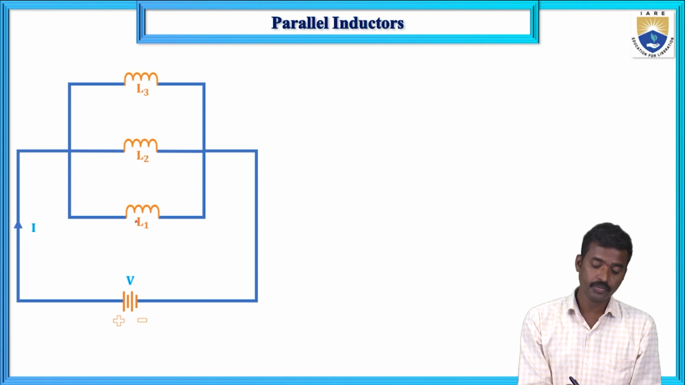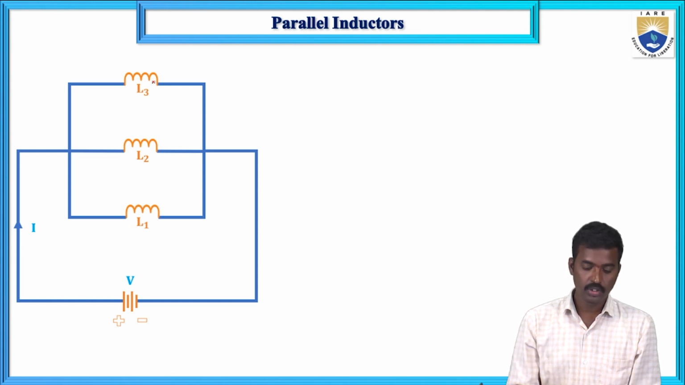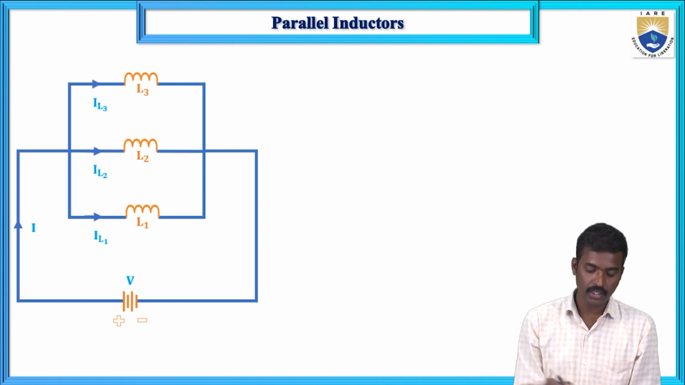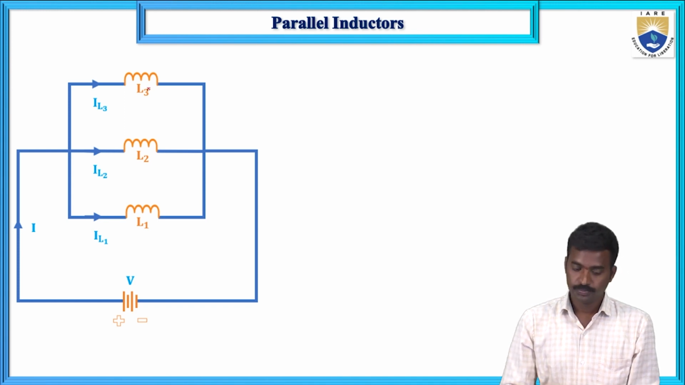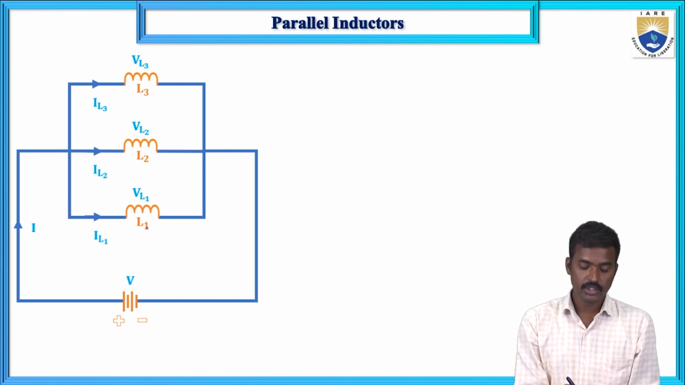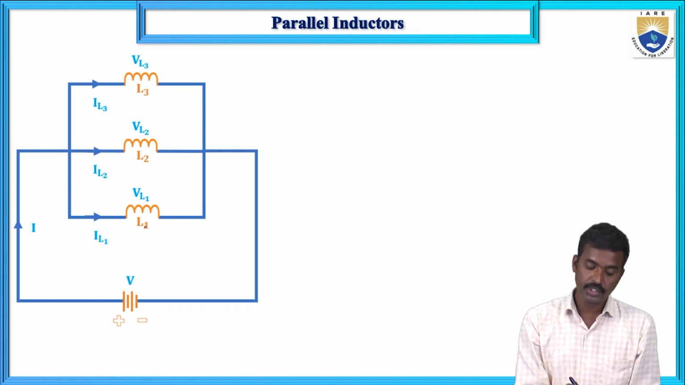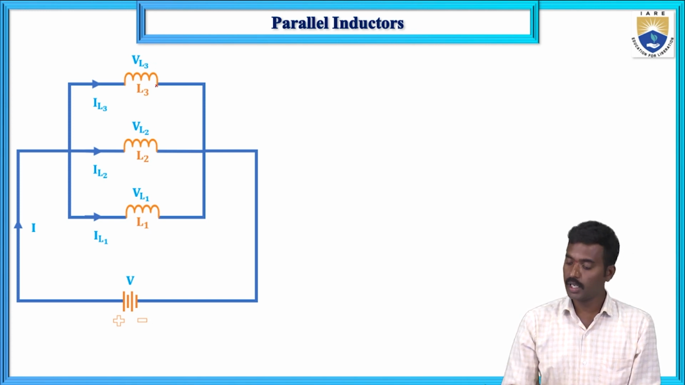Here L1, L2 and L3 are also carrying current. Those currents are IL1, the L1 current, IL2, the L2 current, and IL3, the L3 current. VL1 is the voltage across inductor L1, VL2 is the voltage across inductor L2 and VL3 is the voltage across inductor L3.